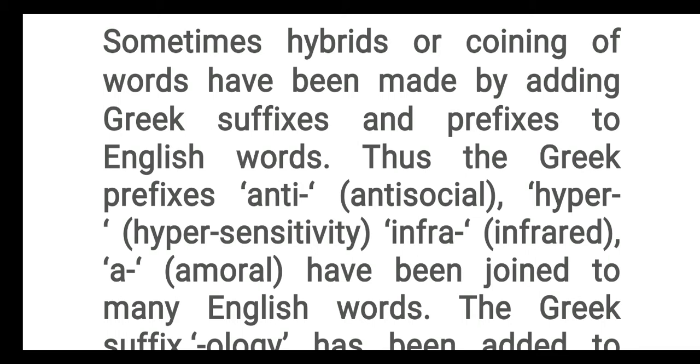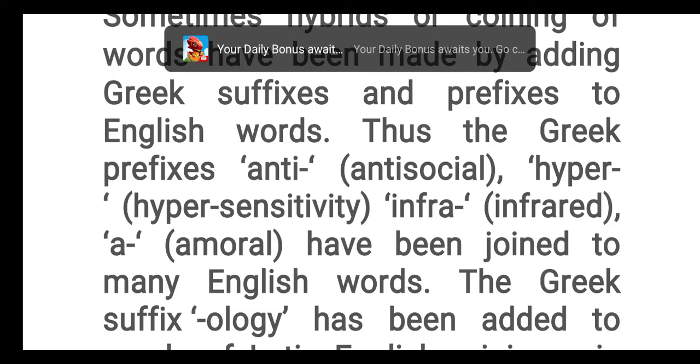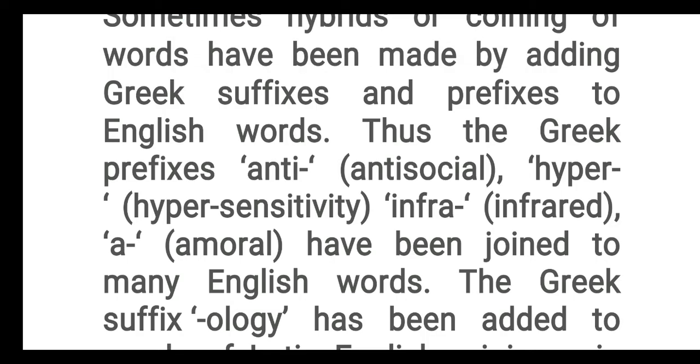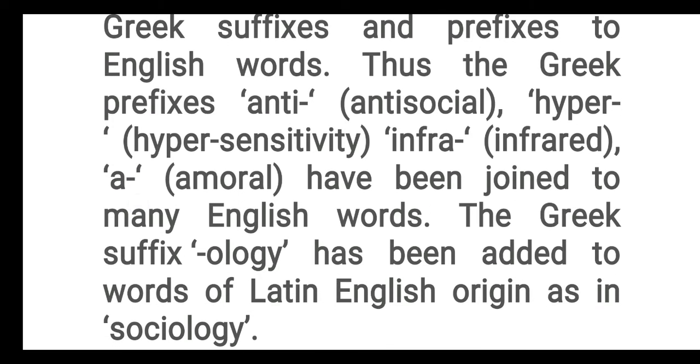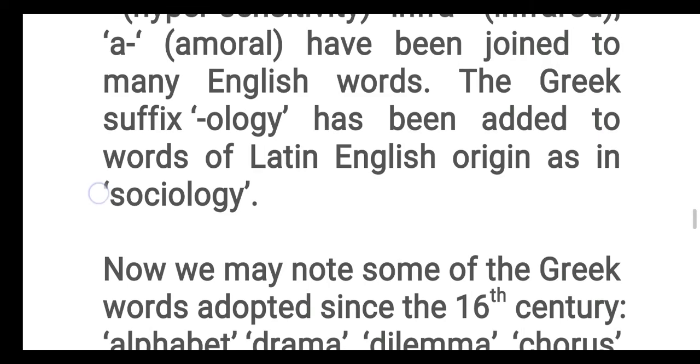So such hybrid words or coined words have also been found in our English language, which have their origin in Greek. For example, the prefixes that we use in today's times, like anti, hyper, and infra, these are Greek prefixes. In the same manner, there are some suffixes which come from Greek, such as ology. Wherever and whenever we are using the suffix ology, it actually has its origin in the Greek language. So when we say psychology, zoology, sociology, these ology words actually come from the Greek language.